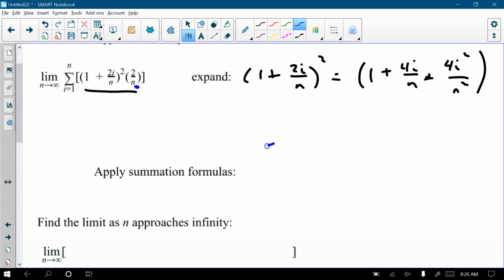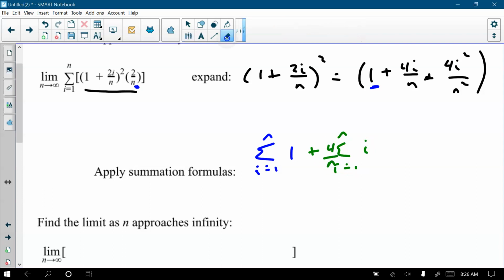So I am summing i equals 1 to n of just 1 times 2 over n, plus the summation from i equals 1 to n of i with a 4 in front and an n over n. Let me write that a little bit cleaner.